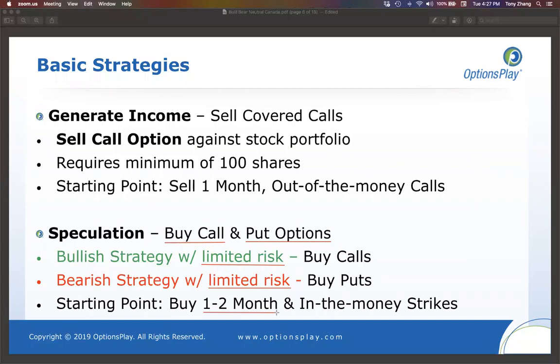So a good starting point with this strategy is to buy an option that's roughly 1 to 2 months from expiration. So again, we talked about how you have to choose an expiration date. Whenever you're buying an option, usually you want to go about 1 to 2 months out. And generally you want to buy an in-the-money strike option.